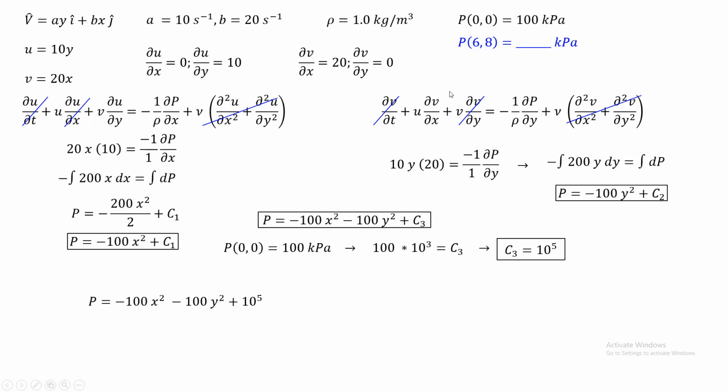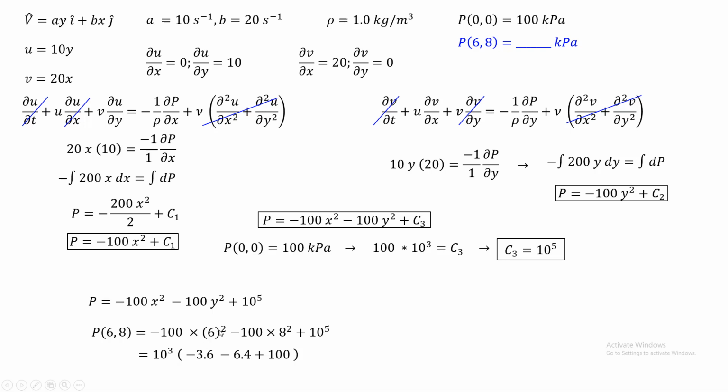So we just need to find p at (6, 8). Instead of x we will substitute 6, and instead of y we will substitute 8, right? Let's substitute that. P at (6, 8) will give us minus 100 into 6 square plus minus 100 into 8 square plus 10 power 5. Since we have to give our answer in kilopascal, we will take 10 power 3 outside.